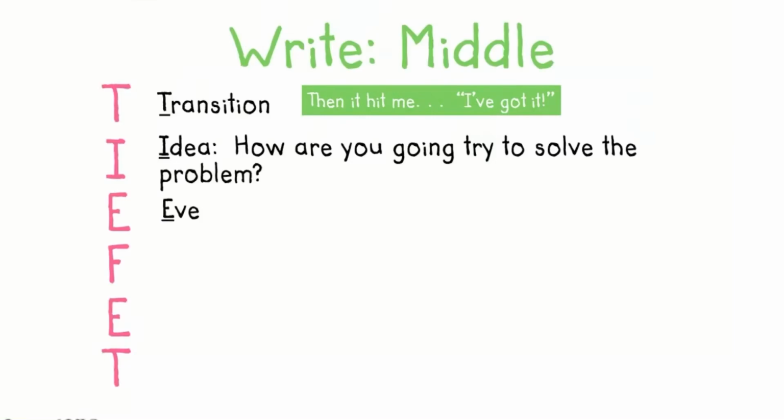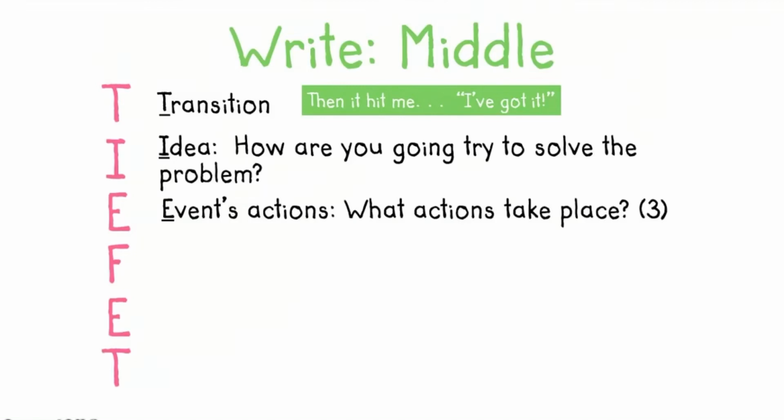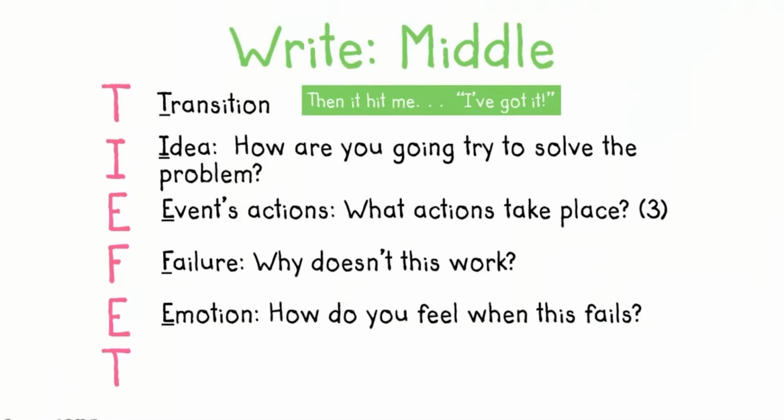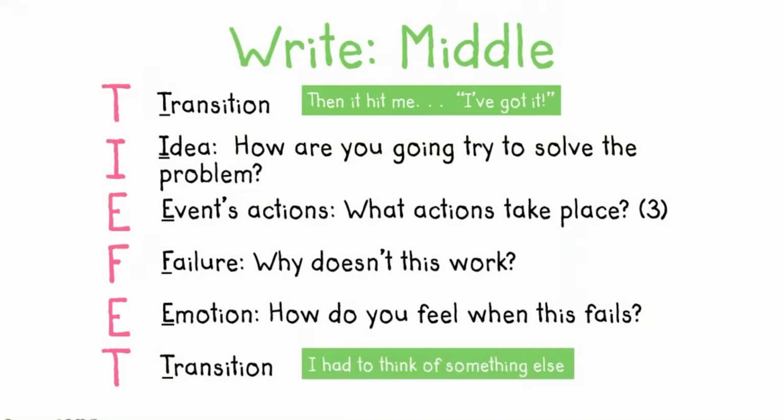After I get my idea, I have to have some actions. So what actions take place? And I want about 3 actions. After I do all these actions, I need to show the failure. Why doesn't this work? Then I need to show my emotion. How do I feel when this fails? And finally, I need to wrap things up with another transition, something like, I had to think of something else.